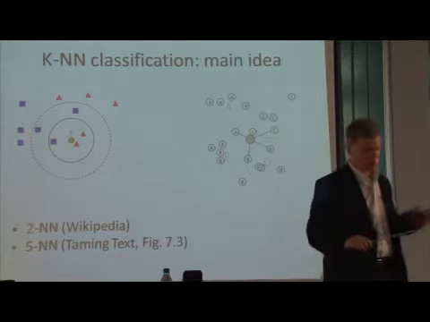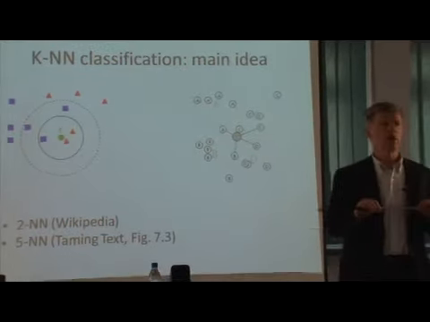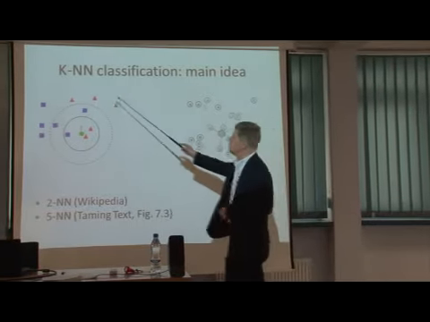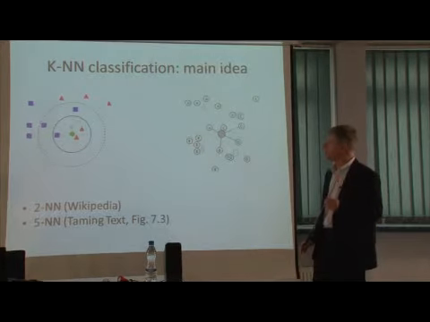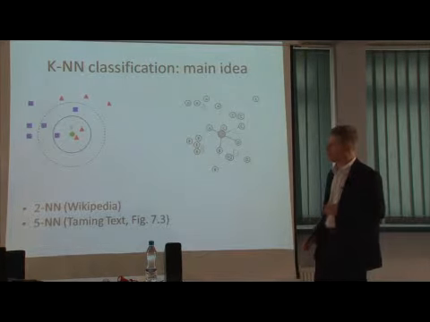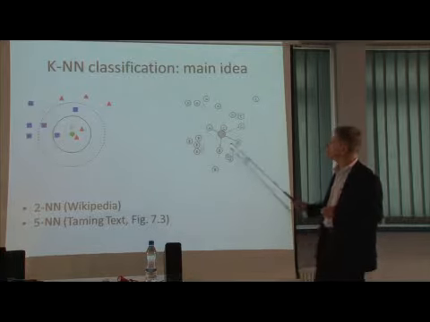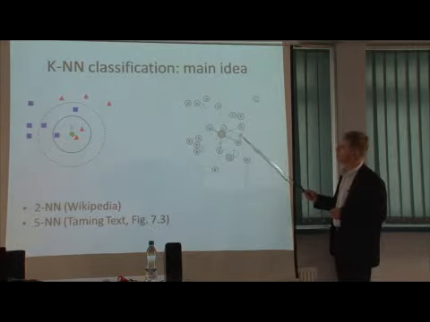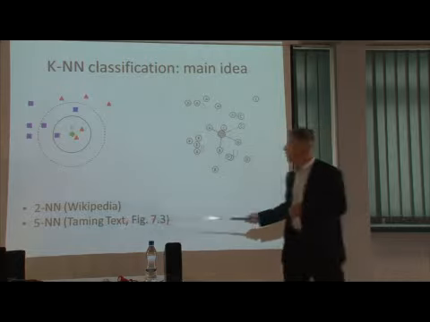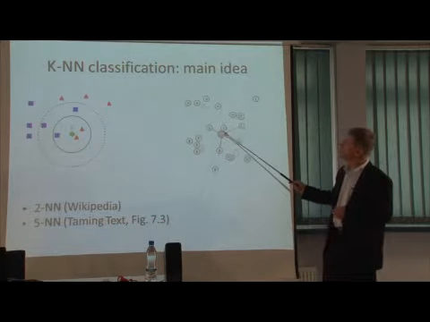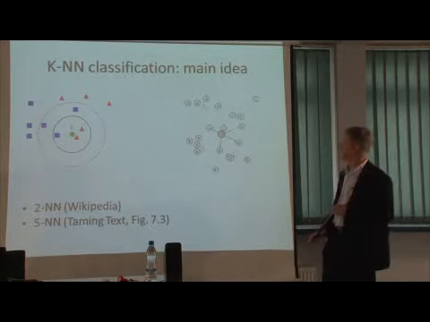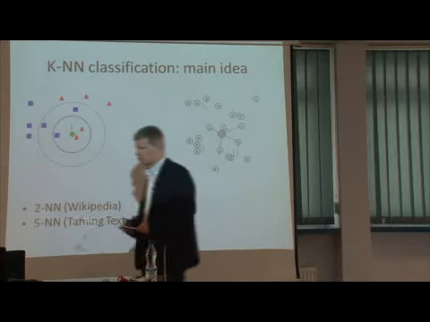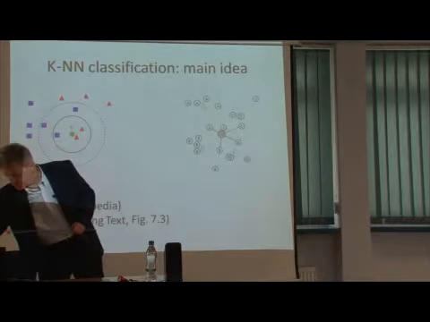So again, what is the right K for K nearest neighbor classification is an empirical question. There is no general answer, but one can experiment with different Ks and see which ones perform best. Here you have an example of a 5 nearest neighbor classification from Taming Text. Taming Text has a very nice exposition of classification. So if you get the book, please read this particular chapter. All right, so this is the idea.